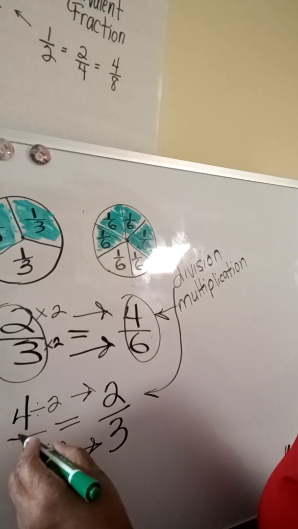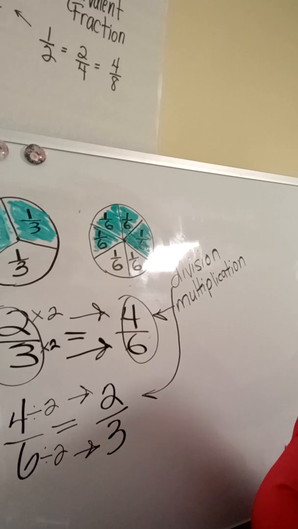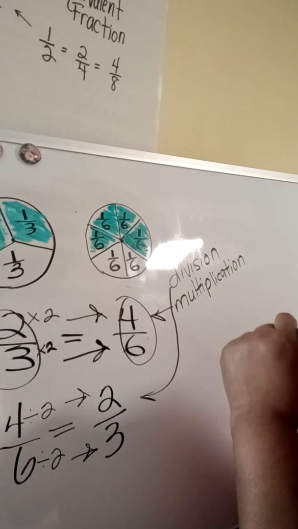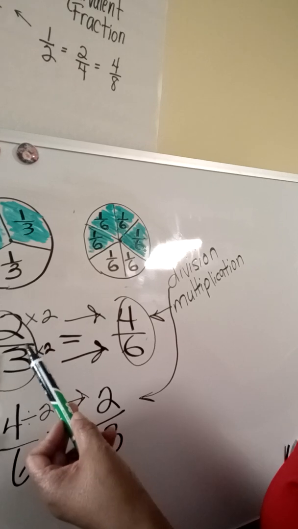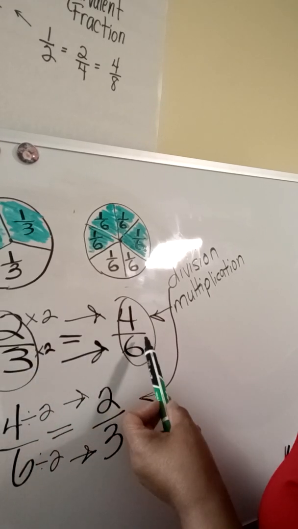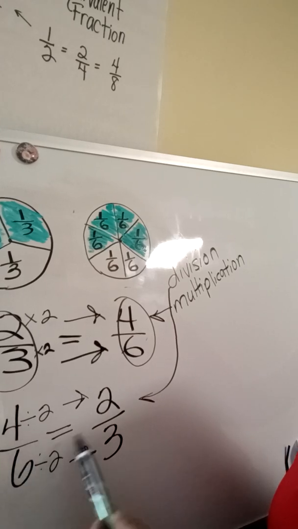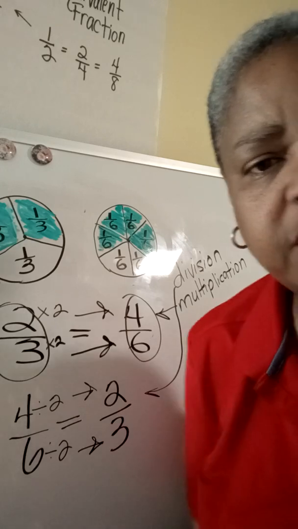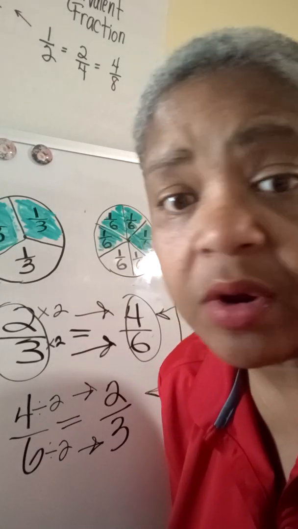So we can see that equivalent fractions are really not difficult to understand mathematically. We're using multiplication and we're using division. When we use multiplication, we're going from the lower fraction to the higher fraction. When we use division, we're going from the higher fraction to the lower fraction. Hopefully that helped you.